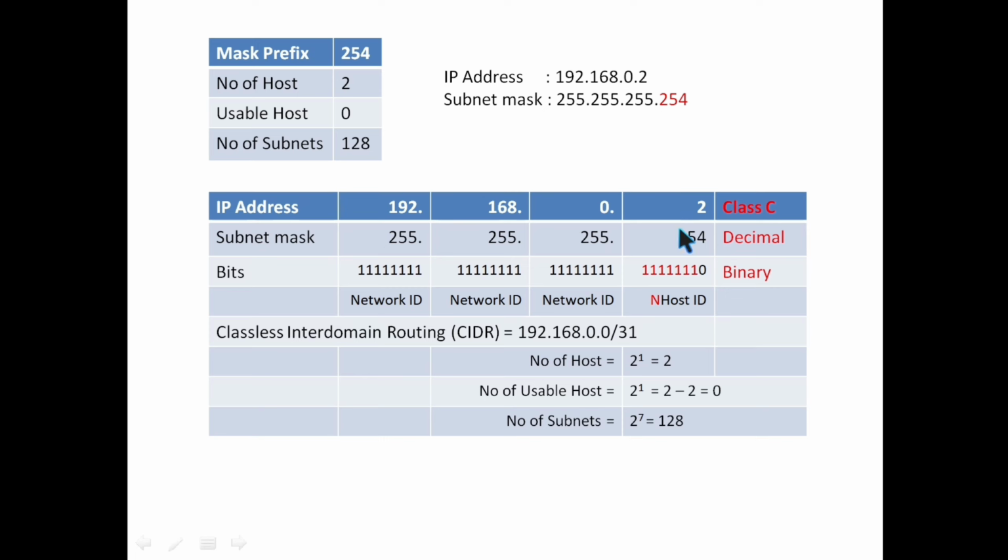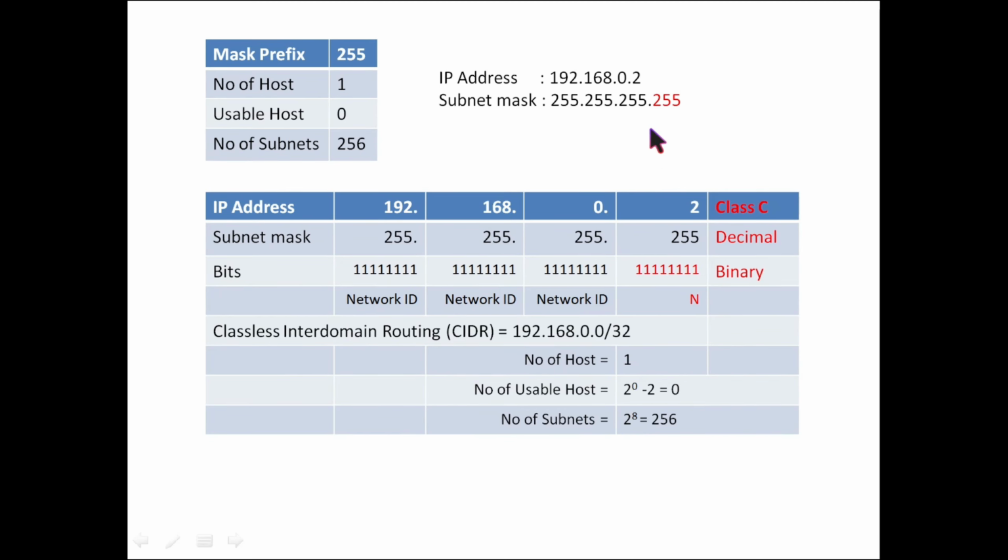If it is 254, it means we convert 7 host ID bits into 7 network ID bits. CIDR will be /31. Number of hosts: there is only one zero, so 2 to the power 1 equal to 2. Number of usable hosts means 2 minus 2 equal to 0. There will be no usable host. Number of subnets means 2 to the power 7, that is, the number of ones here is 7, so 2 to the power 7 equal to 128. We divide the network into 128 subnets.